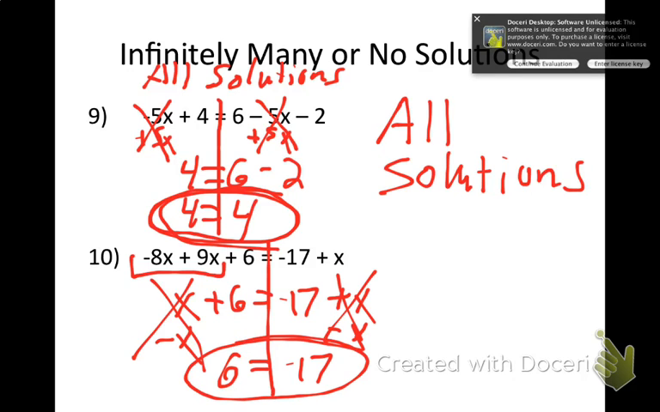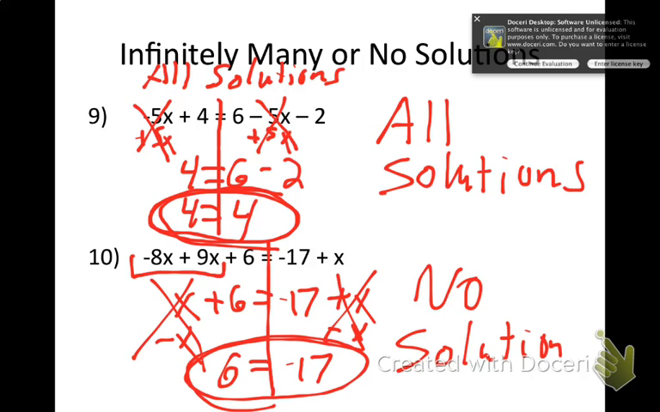I'm left with just numbers. Is that a true statement? Does 6 equal negative 17? No, never. So that's going to be a no solution.